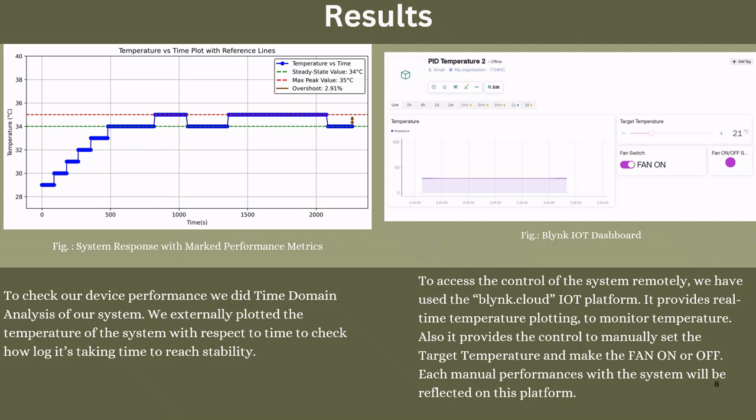To access the control of the system remotely, we have used the Blynk Cloud IoT platform. It provides real-time temperature plotting to monitor temperature. Also, it provides the control to manually set the target temperature and turn the fan on or off. So in this picture, we can clearly see.